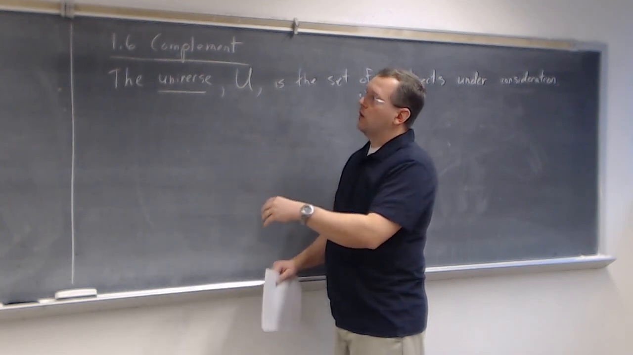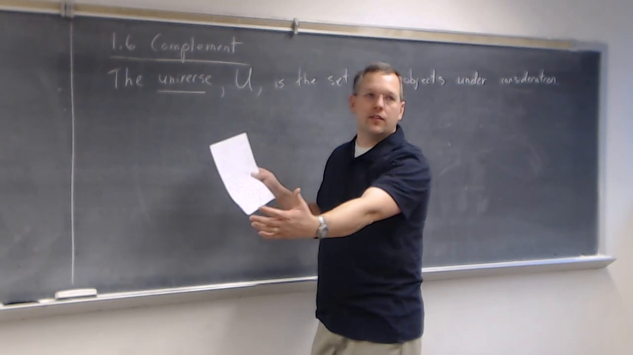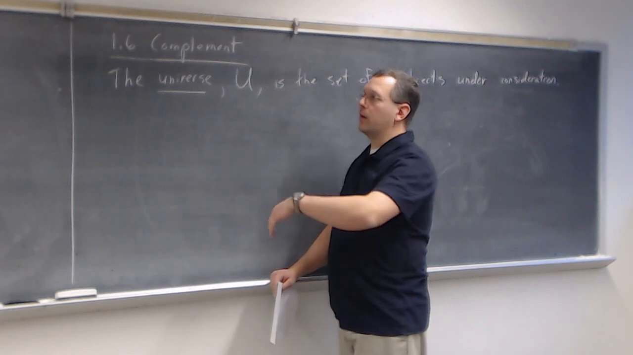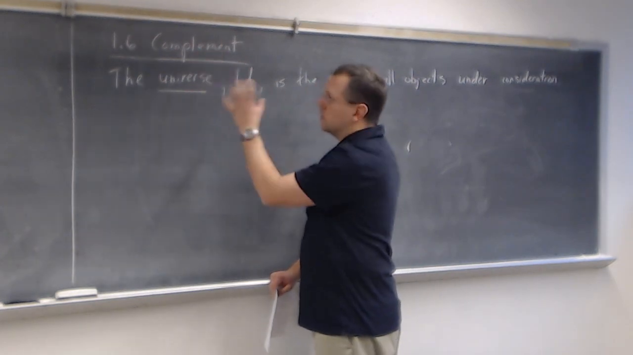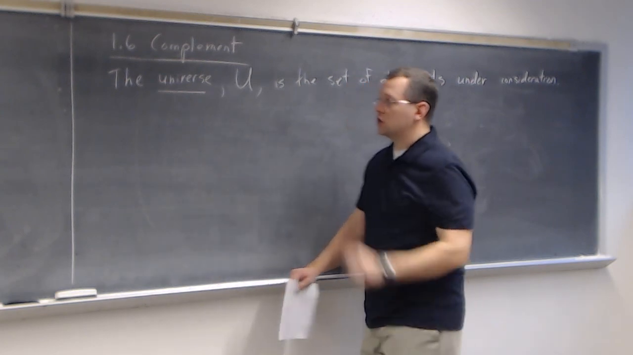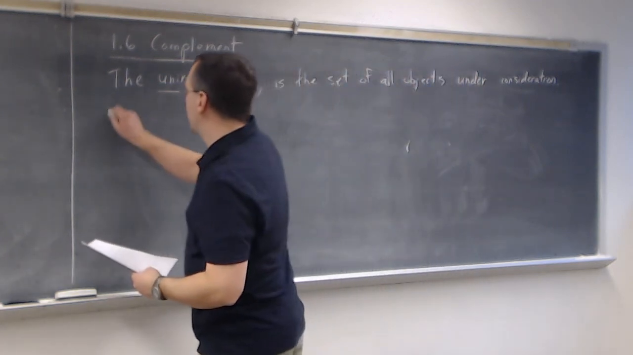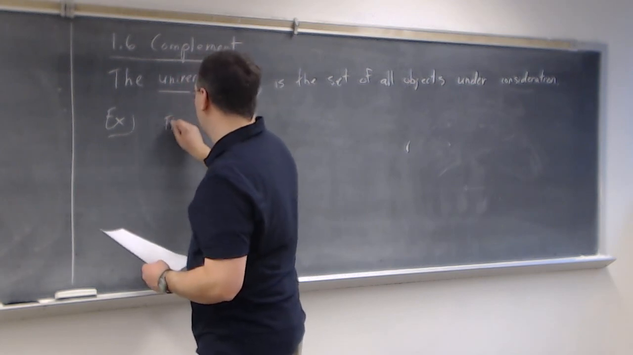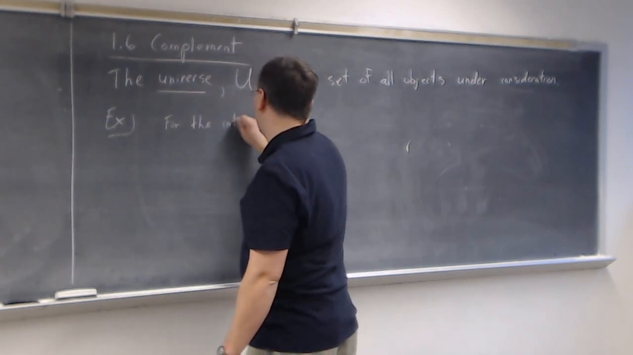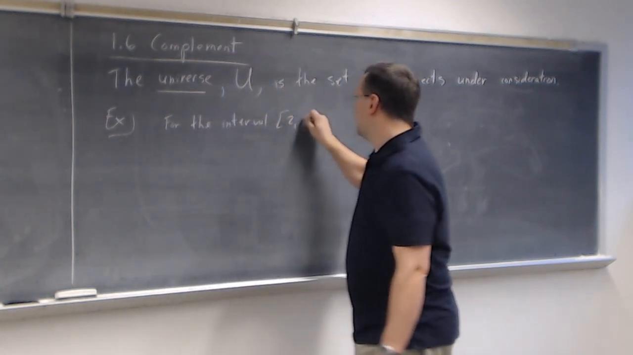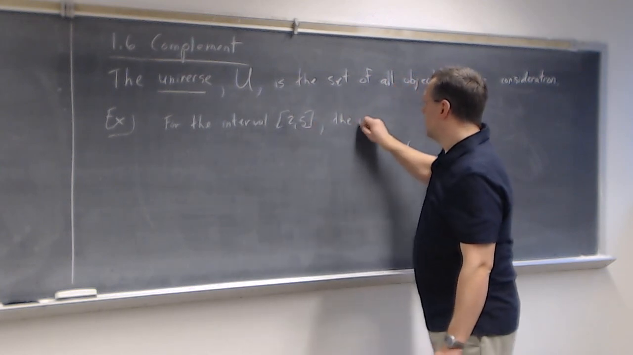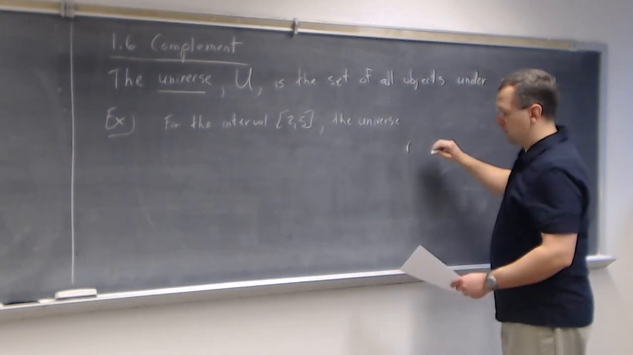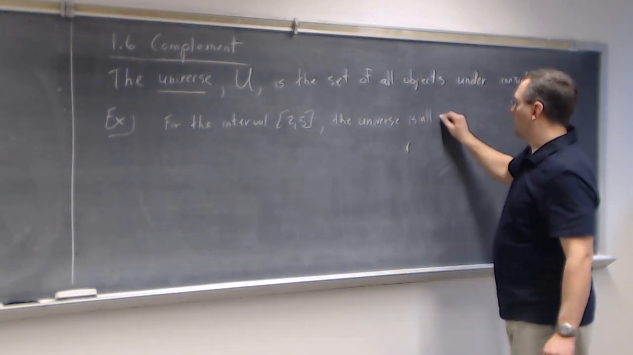If we have an interval, the complement of the interval would be all the real numbers that are not in that interval. So it's kind of like the inside and outside of a set. But you don't want to talk about everything in the universe, so we're talking about a universal set just for a particular set. For example, for the interval from 2 to 5, the universe is all real numbers.